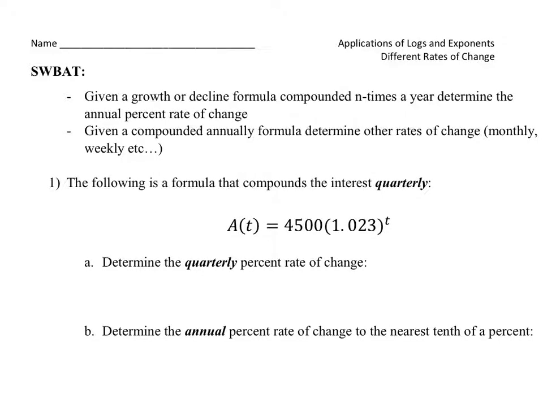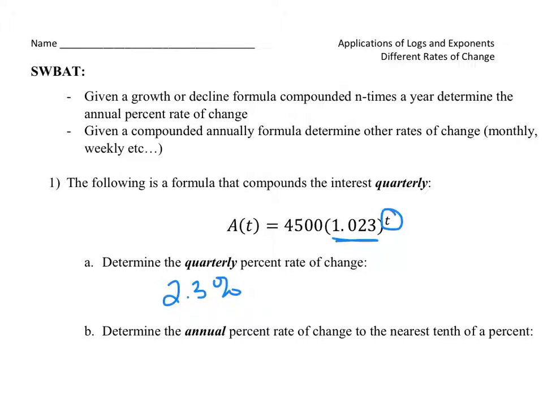So this is an interesting way we're discussing the different rates of change. Say you go to a bank and they're compounding your interest quarterly. So you have every ability to find the quarterly percent rate of change. That means T is a quarter, and subtracting 1, doing all that wonderful stuff, you get 2.3% is the quarterly percent rate of change.